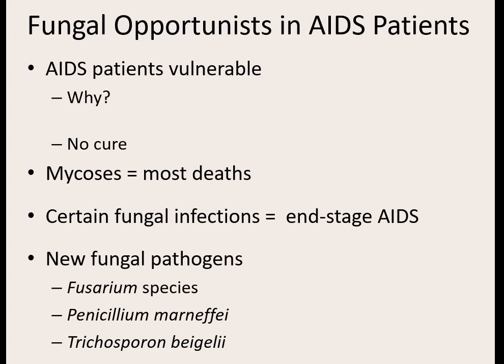Most AIDS patients actually die of fungal diseases rather than bacterial or viral infections. And partly it's just because we don't have anything to treat. Certain fungal infections, because they are rare and only affect those that have no working immune system, will tell us that someone's in their end or late stage of AIDS, because they would only get these fungal infections if they have zero immune system.